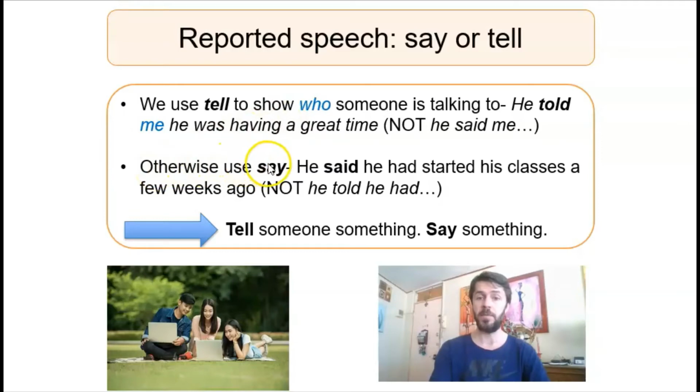Otherwise, you say. So number two, he said he had started his classes a few weeks ago. Not he told he had. That sounds strange, right? In other words, if you don't show who someone is talking to, then just use say. As a summary, you should learn: tell someone something, he told me something, and say something, he said something. He had started his classes a few weeks ago.